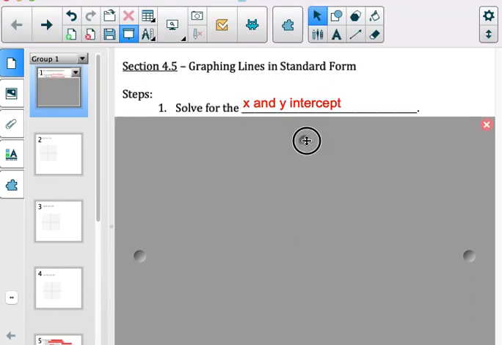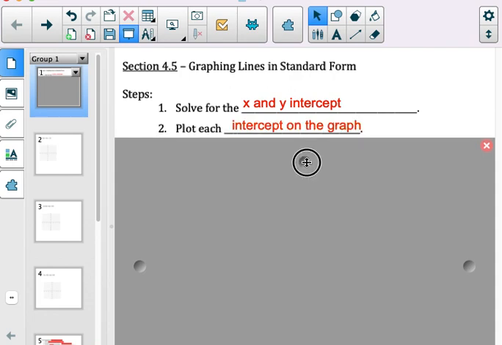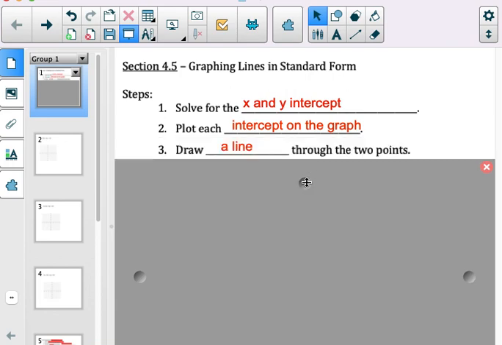Okay, graphing line equations in standard form. We're going to find the x and the y intercept as step one. We're going to plot those intercepts on the graph. And we're going to draw a line through those 2 points. So very basic steps.